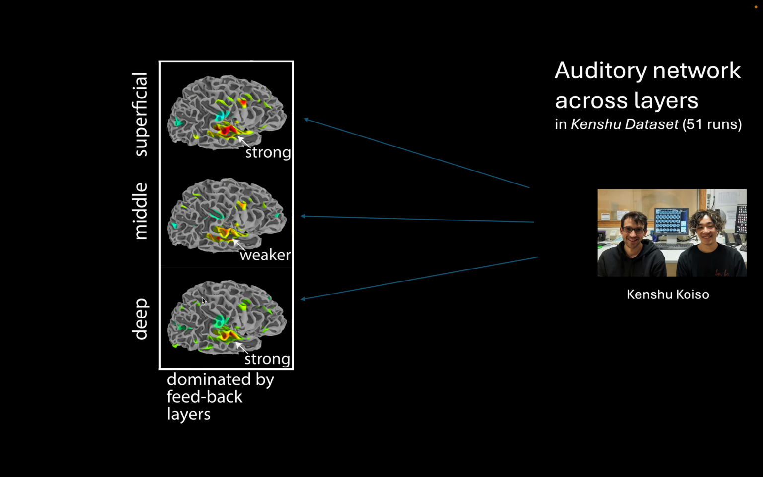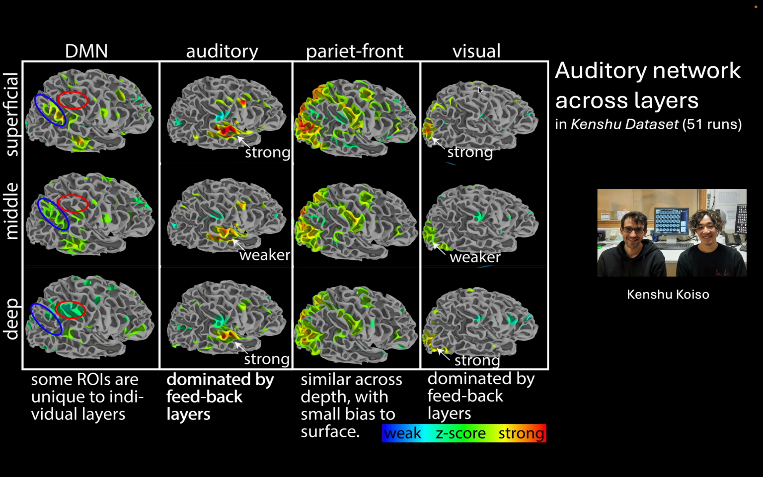And that's not unique to the auditory cortex. We also see this in other primary sensory areas, like the visual network, where we have the strongest statistical scores in the superficial and deeper layers, not the middle one, which is something that maybe we can talk about also. And I would love to hear your thoughts on this.